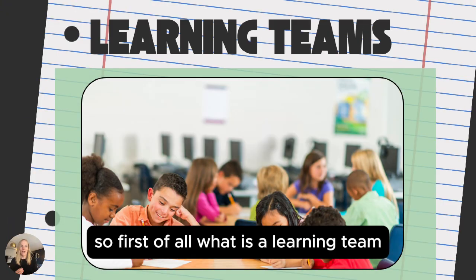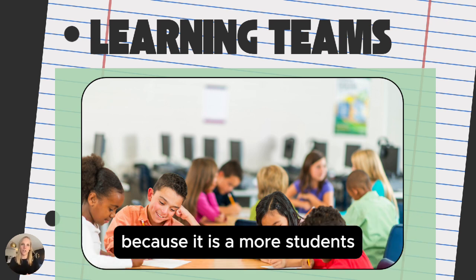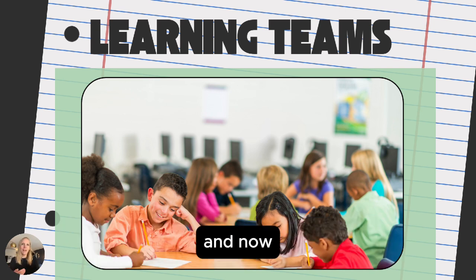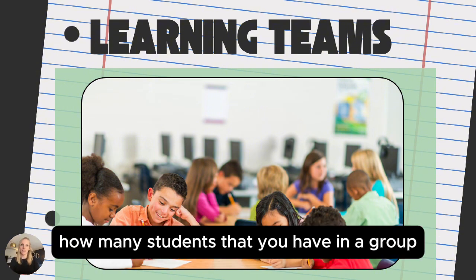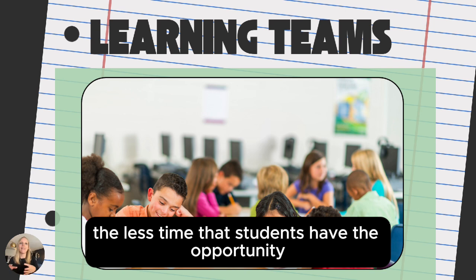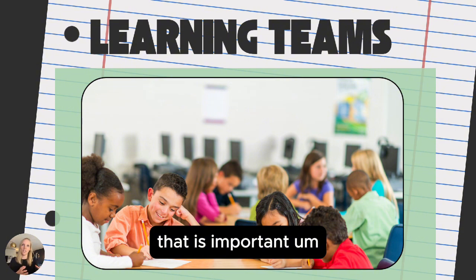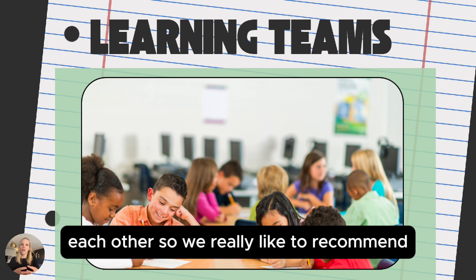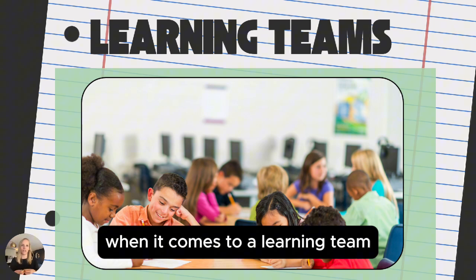So, first of all, what is a learning team? A learning team is different from learning partners because it is more students. It involves three or more students. Depending on the activity and the development stage, that will determine how many students you have in a group. But remember, the more students that we add, the less time that students have the opportunity to have an established role that is important and of value, and it gives them less opportunity to talk with each other. So, we really like to recommend no more than 4 to 6 students when it comes to a learning team.